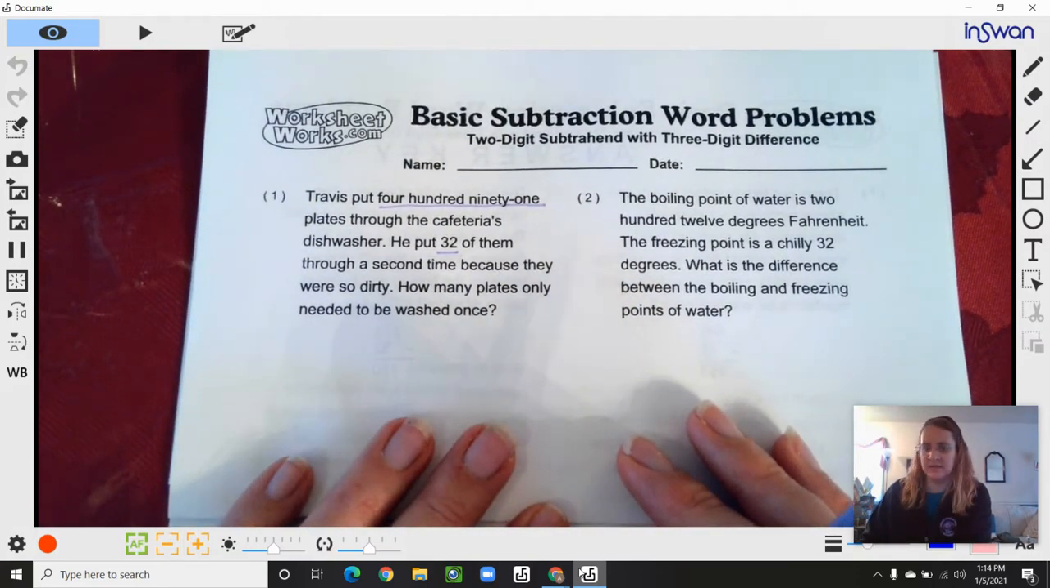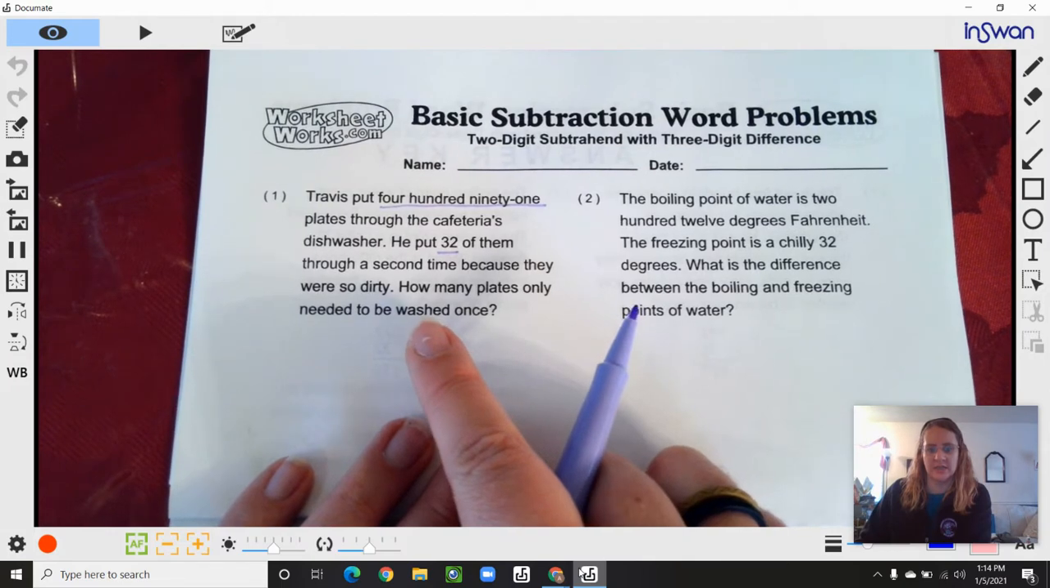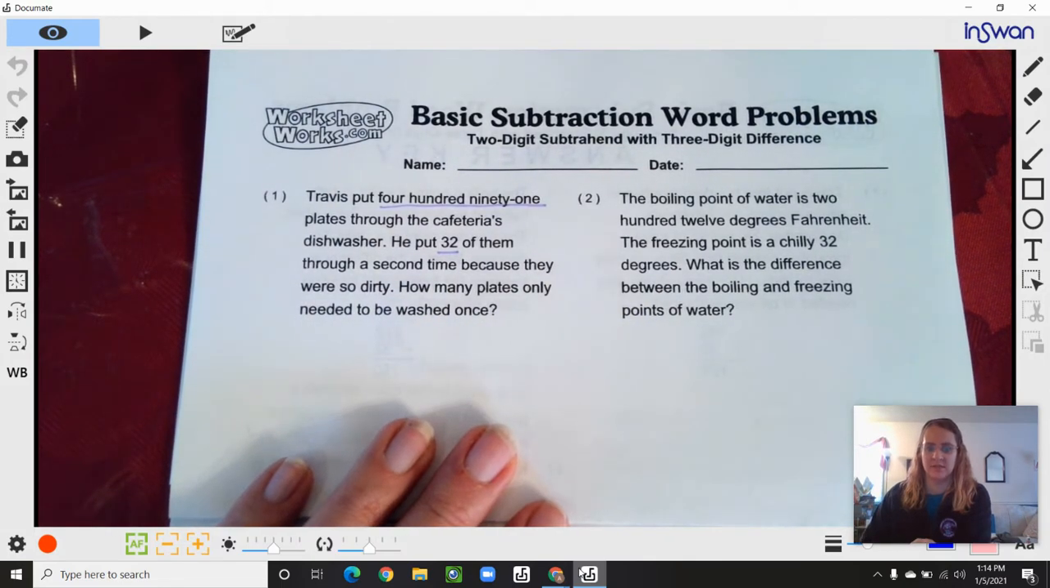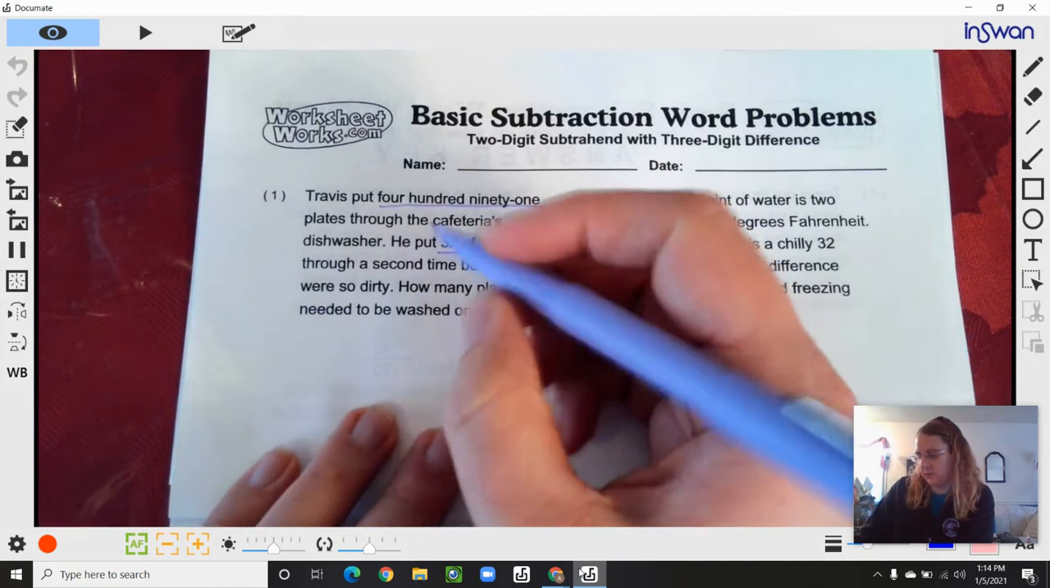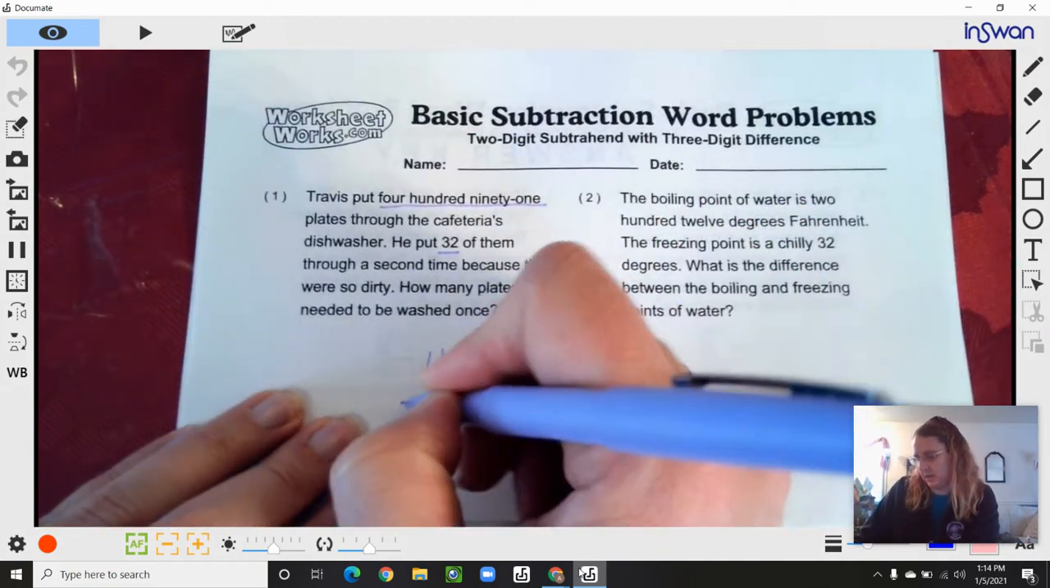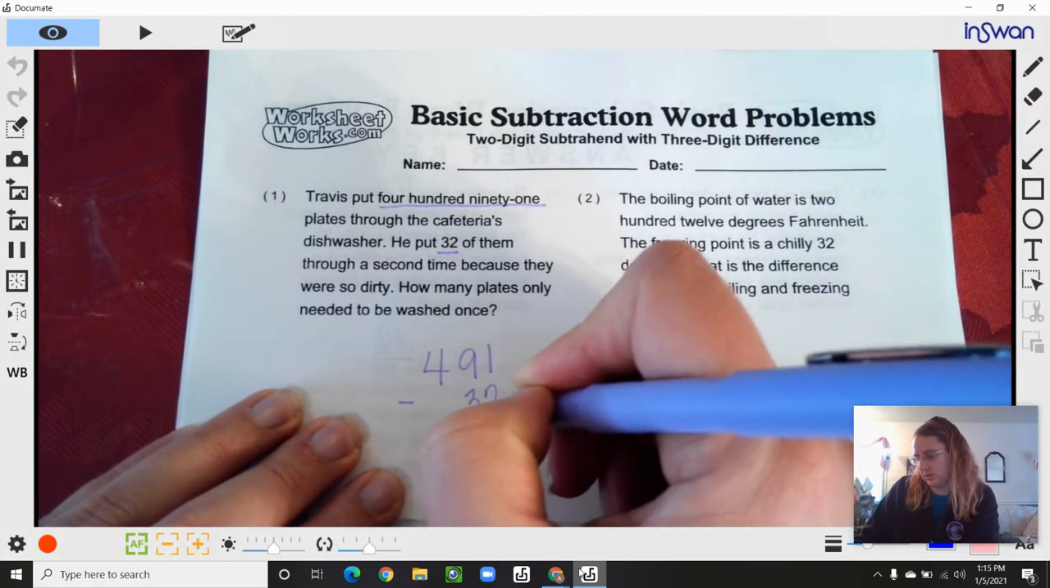Okay. These 32 needed to be washed a second time. So I need to find out how many needed to be washed once. So I need to find out how many would not be including those 32. So I'm going to do 491 take away 32.